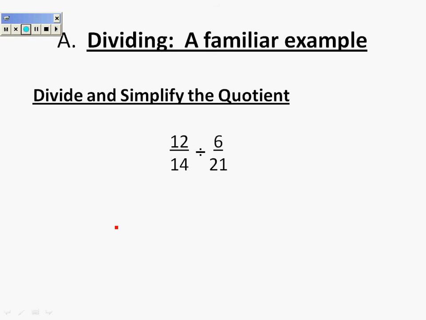So let's do it. Now, we just reviewed how to divide fractions. So what do you do with the first one? You keep it the same. What do you do to your division problem? You change it to multiplication, and then the second one we flip. Now it's just like yesterday's math. All we have to do is factor and cancel.